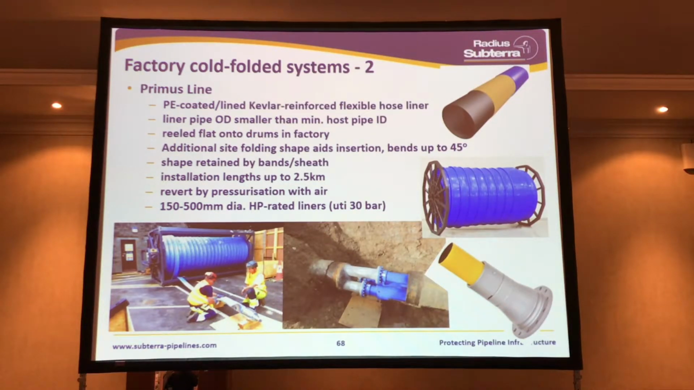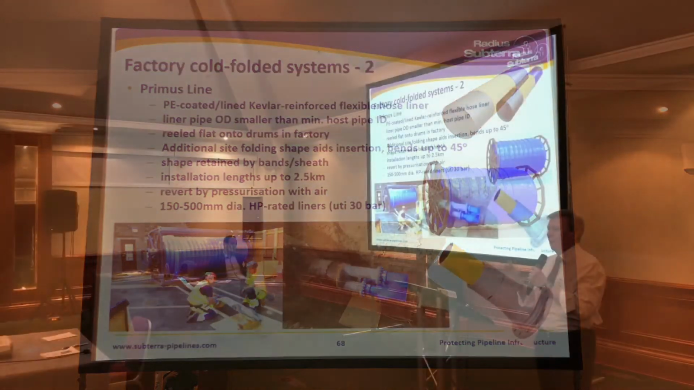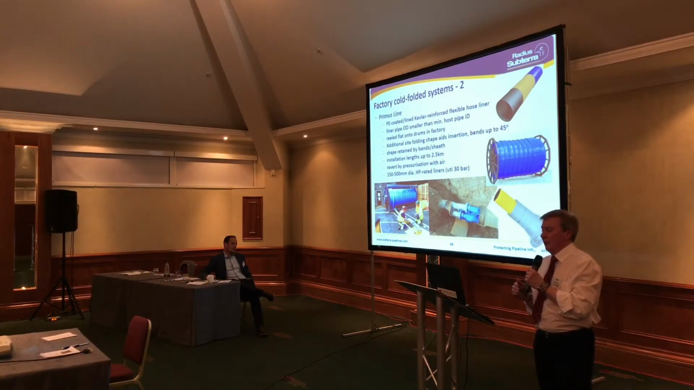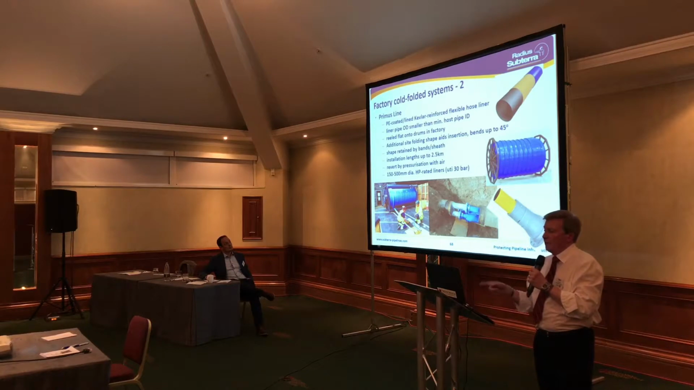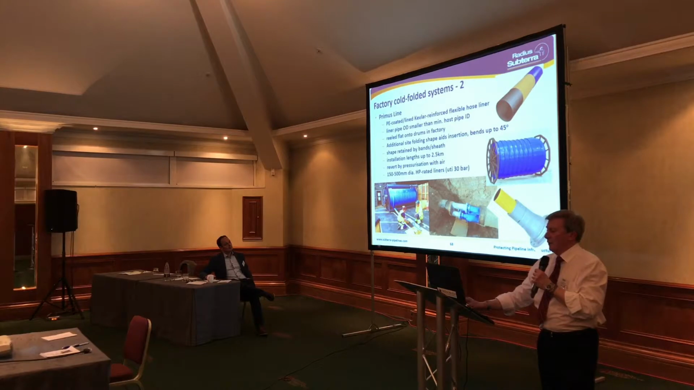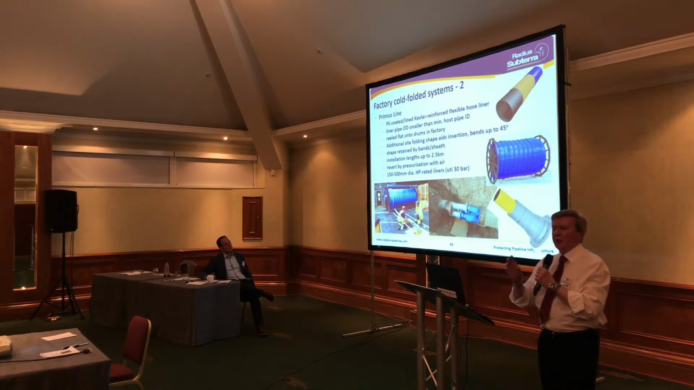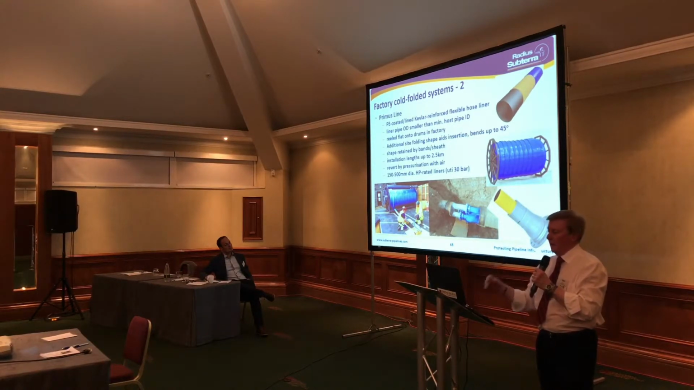It's available in sizes from 150 to 500, but it's in a series of discrete steps. So whether you get a close fit depends on just what size of host pipe you've got. It may be more or less close fit, it may be more or less loose fit by the end of the day. Installation lengths up to 2.5 kilometres have been claimed. That's because you've got the Kevlar reinforcement inside it, and because it's a nice flexible liner, it will go around some decent bends. Ratings up to 30 bar in the small sizes. The rating goes down as the size increases, although you can get higher pressure ratings if you pay for more reinforcement layers.